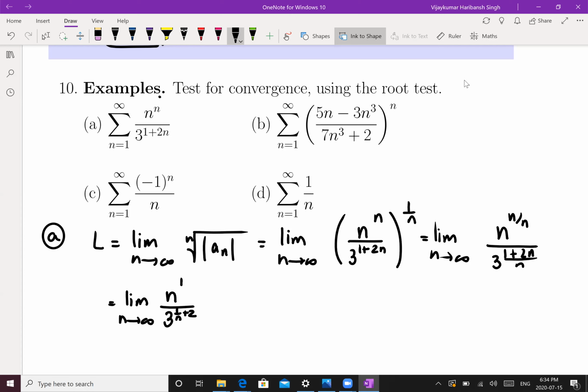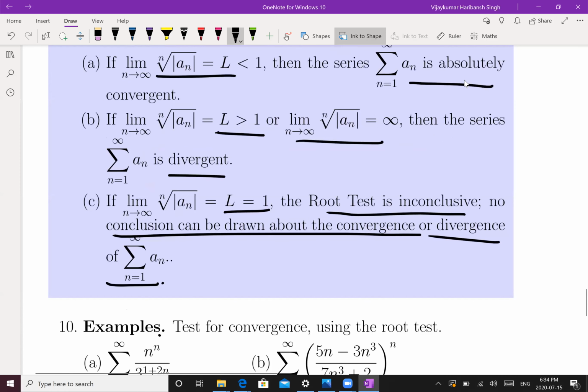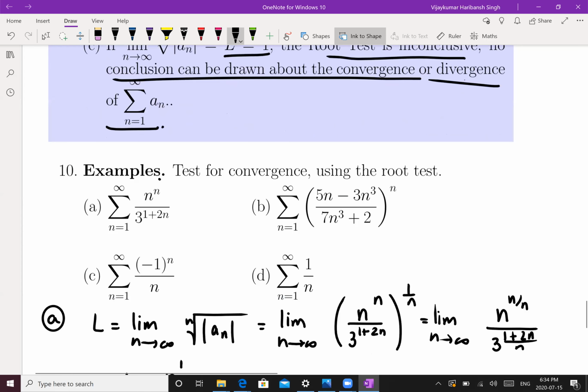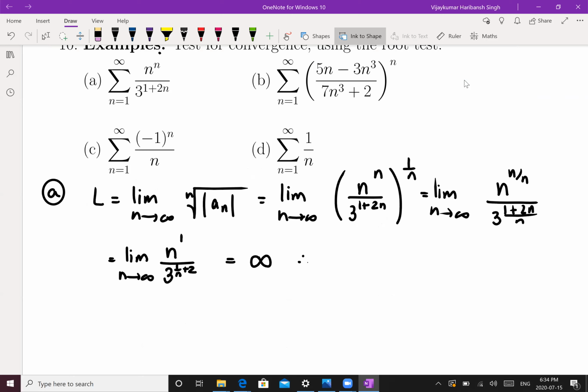Now, as n goes to infinity, the denominator is going to 3 and the numerator is going to infinity. So this is infinity, right? Therefore, since L is infinity, we say that this series is divergent. Now let's look at problem B.